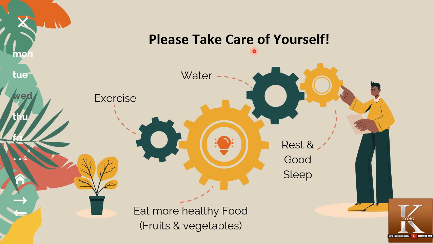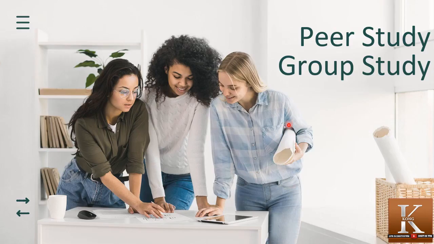Please take care of yourself, do more exercise, drink more water, eat more healthy food, fruit and vegetables, and rest or have a good sleep. Peer study or group study is very important. You can find your friends or roommate to study together, and then always ask questions about organic chemistry with them and do practice frequently.